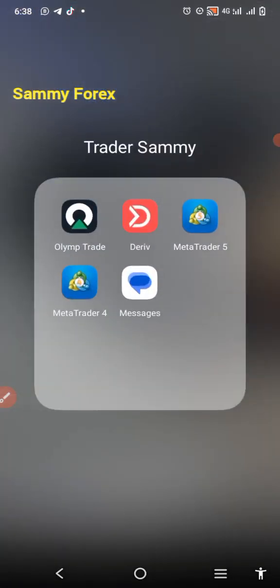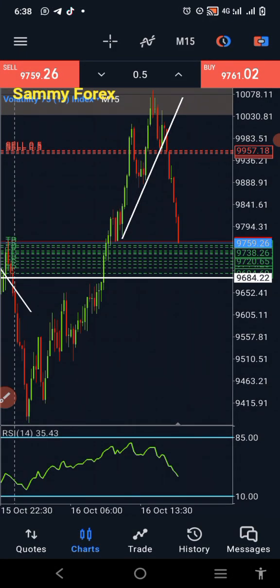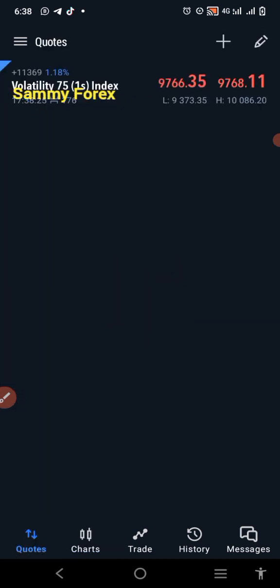Okay, so as usual, I want to also analyze the market for you guys. I took another entry on the volatility 75. Okay, here it is, volatility 75.